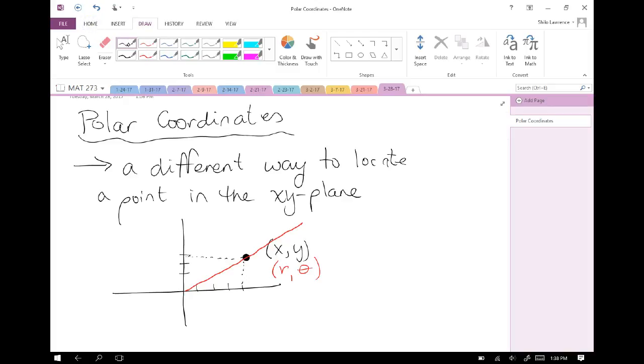So let me go back to black. So this is X, and this is Y. The X is how far left or right we need to move. The Y is how far up or down we need to move to get to the point. We can get to the exact same point. So our theta is not a different spot. It's just a different way to get to the same spot. So I can get to the same exact spot, but I would go directly there from the origin, R units at an angle of theta.